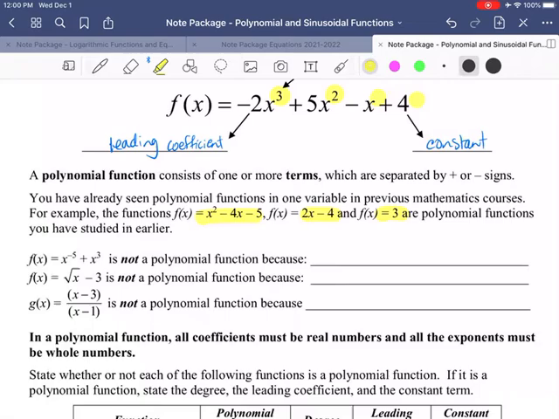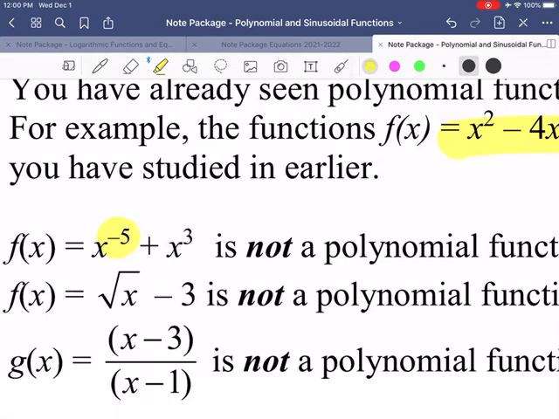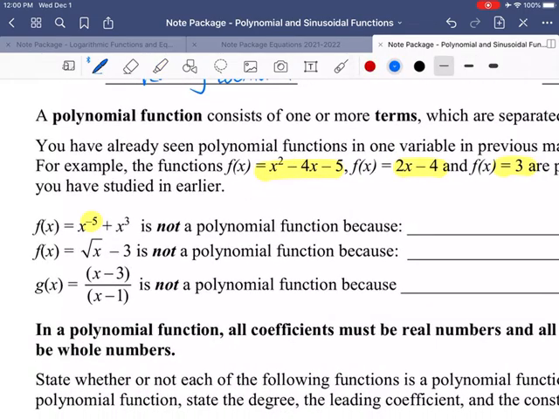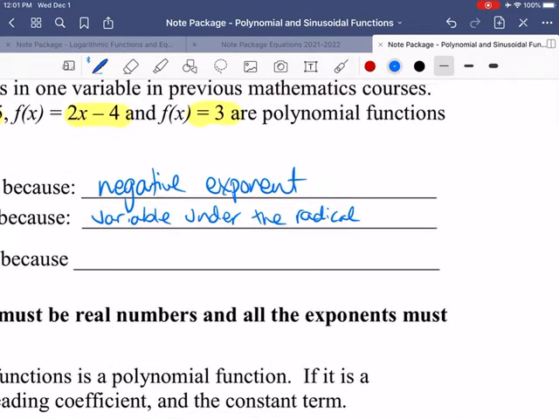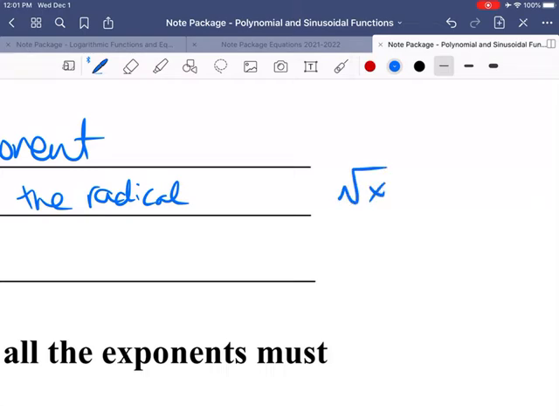So to go over what are or are not polynomial functions, this first one has a negative exponent. So it's not a polynomial function because of that. And the next one is not a polynomial function because of this root x. So a variable under the radical, you could say. Now, if you recall from our last unit, the root of a number gives you a fractional exponent. So that's no good.